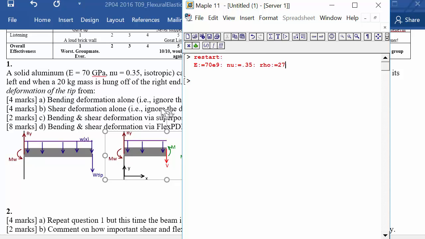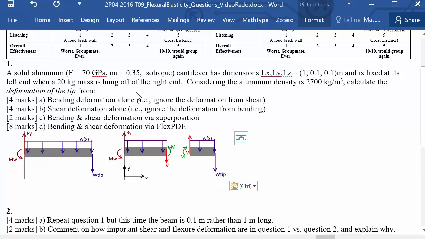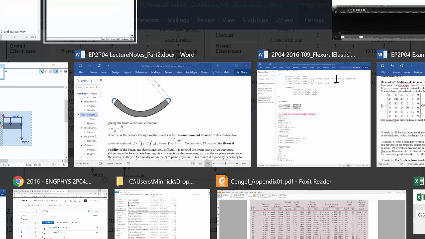And the aluminum density was 2700, and the M tip maybe is equal to 20. And we're going to need G is 9.81. So we've got W tip is equal to G times M tip. And we'll need the mass per unit length and the weight per unit length. So what this distributed load is. And for that, we're going to need the dimensions of this. So it's 1 by 0.1 by 0.1.